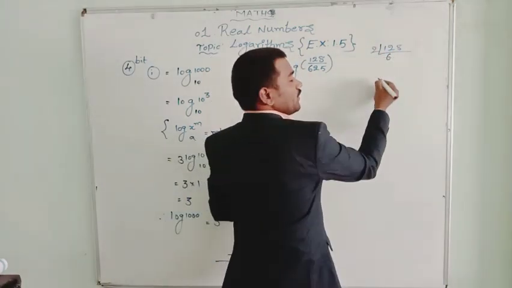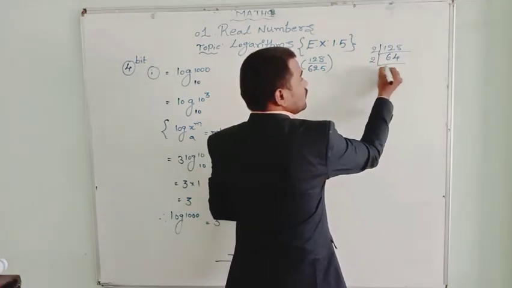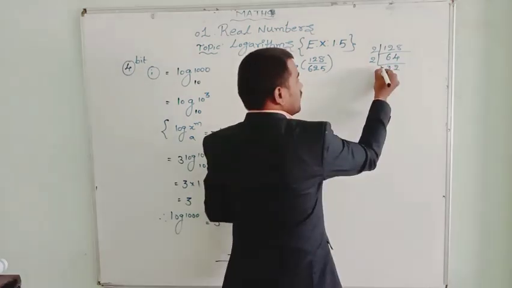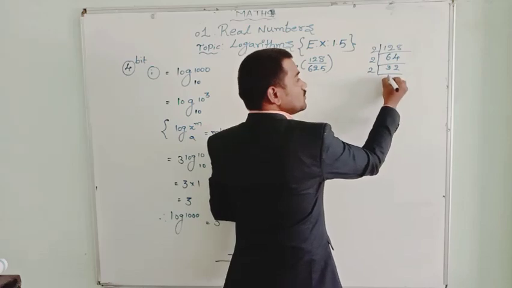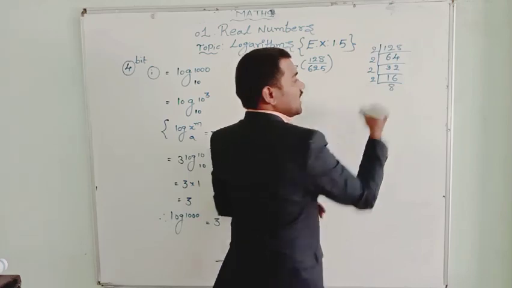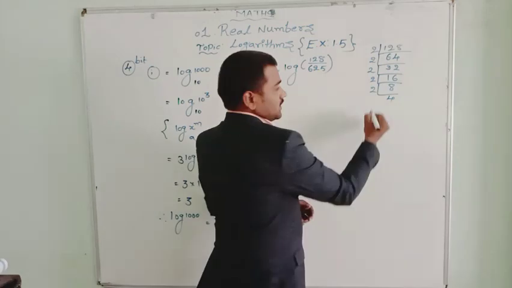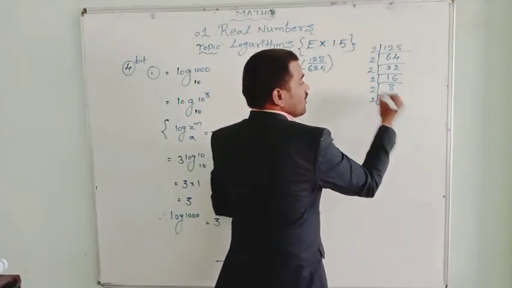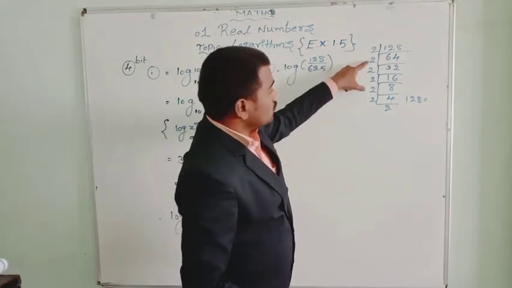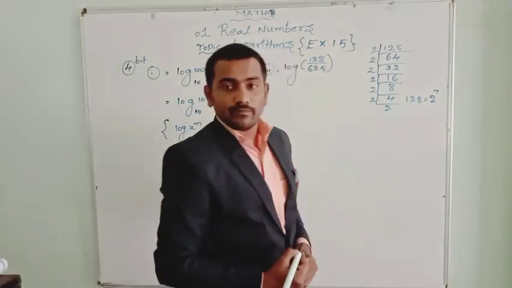2 6s are 12, 2 4s are 8. Let's continue with the same 2 again. 2 3s are 6, 2 2s are 4. Let's go for 2 16s are 32, 2 8s are 16, 2 4s are 8, and at last 2 2s are 4. Hence here 128 can be written as 1 2 3 4 5 6 7, yes, 2 to the power of 7.